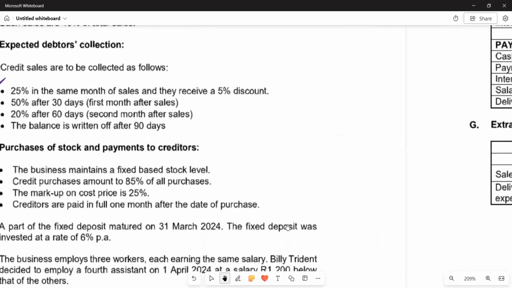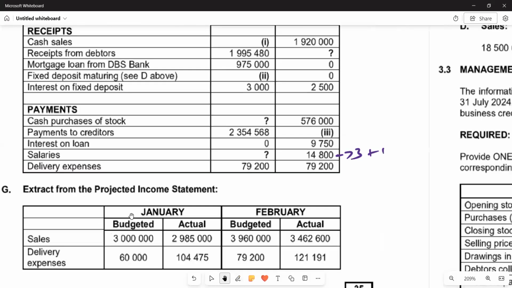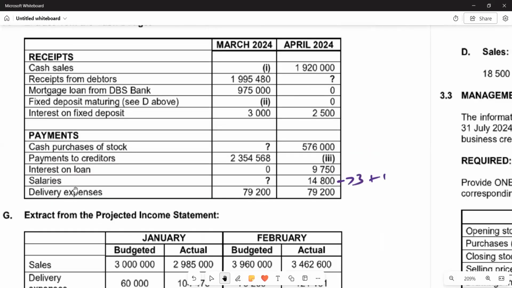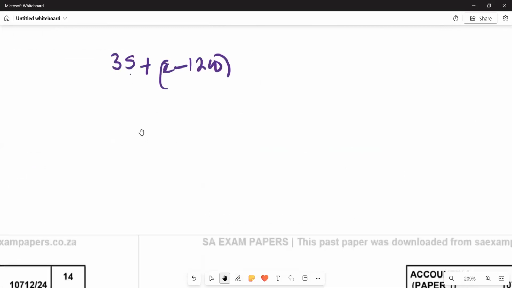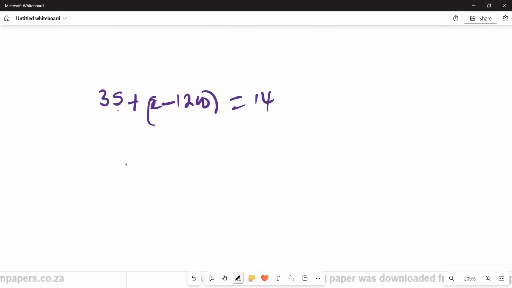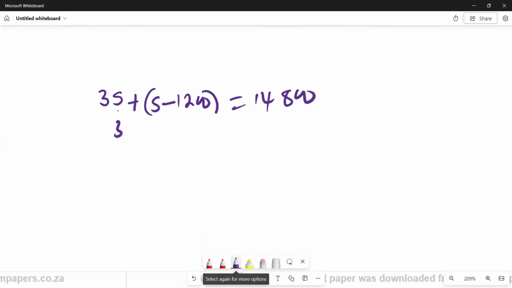And then in April, the total that you get there is 14,800. So we are going to say 3S plus S minus 1,200. Remember, we are saying this salary decreased by 1,200. Whereby we remove the brackets, it becomes 3S plus S minus 1,200 equal to 14,800. And then we can simplify it further, whereby we collect like terms: 3S plus S becomes 4S.